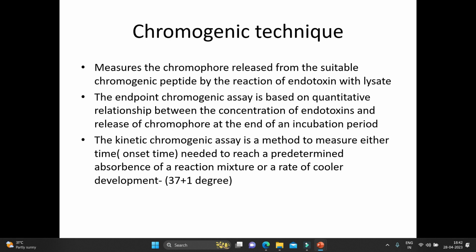The chromogenic assay measures the chromophore released from a suitable chromogenic peptide by the reaction of the endotoxin with lysate. The endpoint chromogenic assay is based on the quantitative relationship between the concentration of endotoxin and the release of chromophore. The kinetic chromogenic assay measures the time needed to reach a predetermined absorbance.